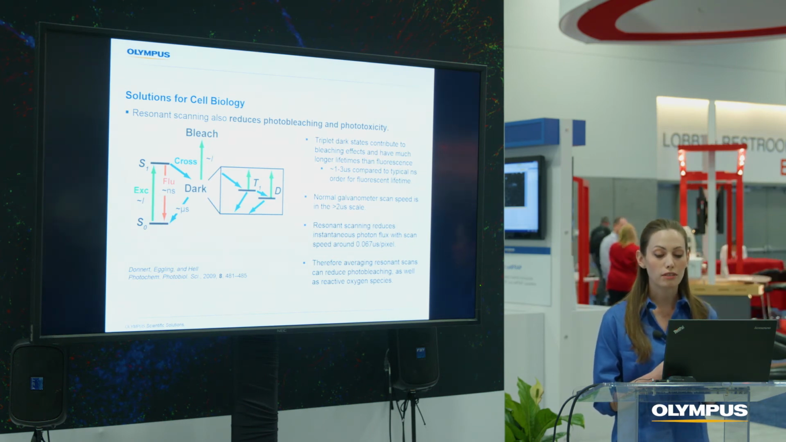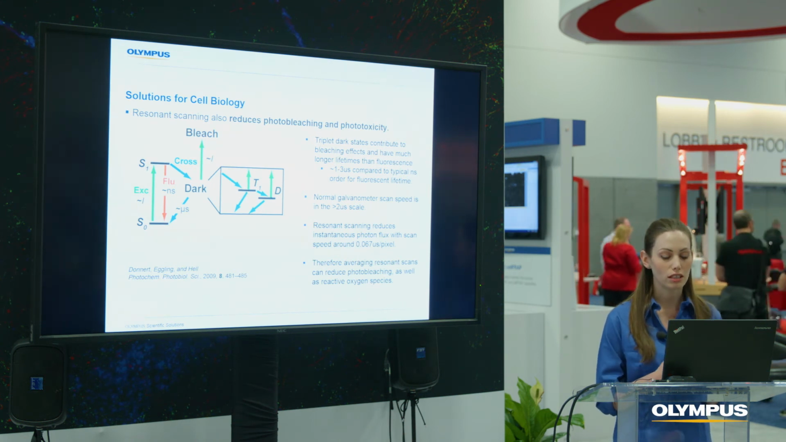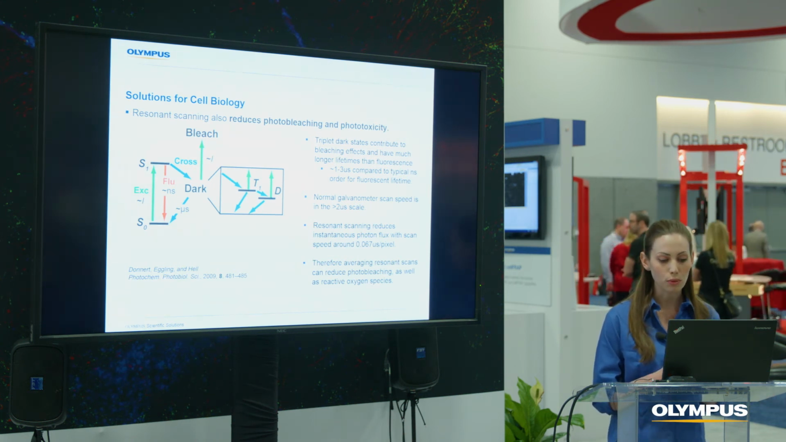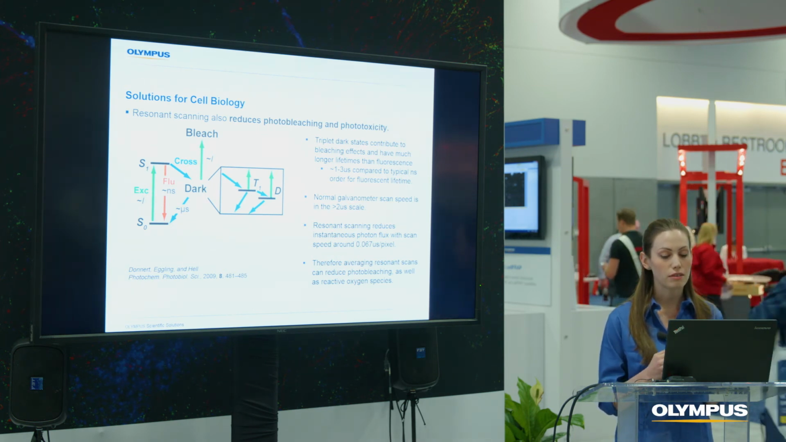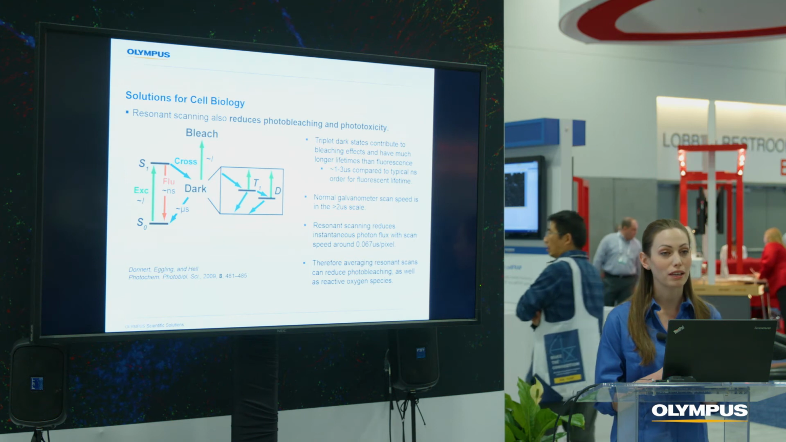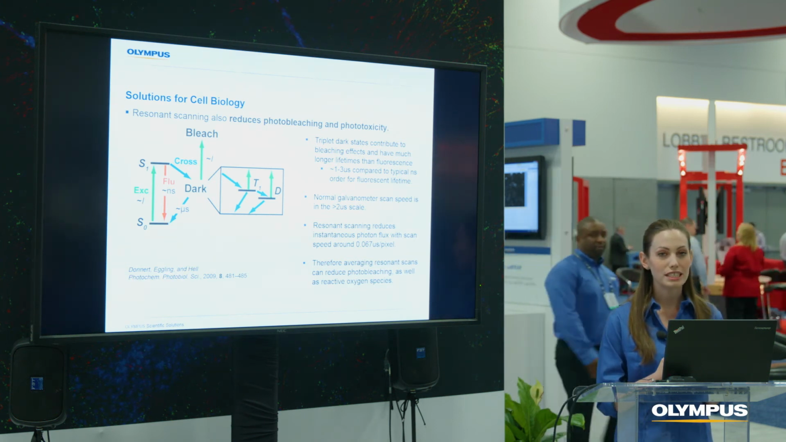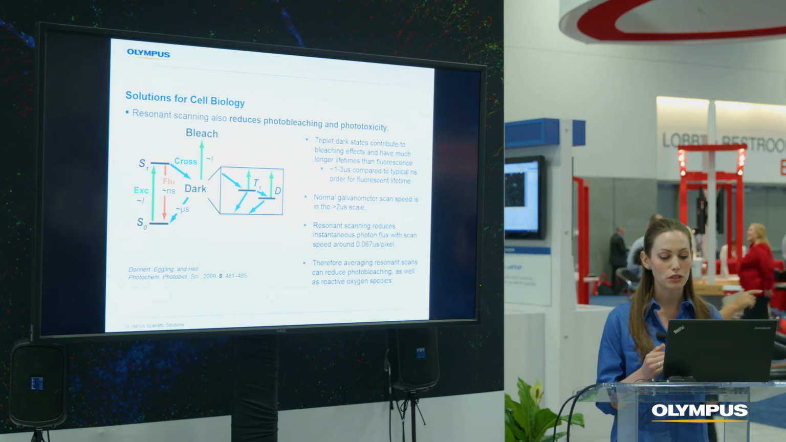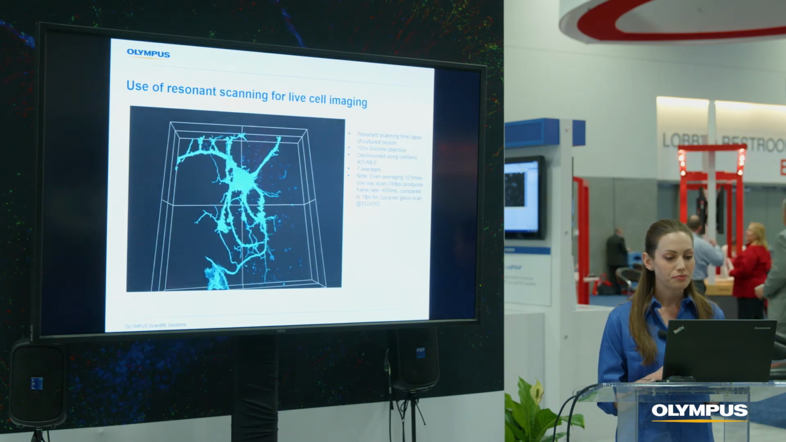Now, a normal galvo scanner is going to be scanning on the 2 microsecond scale, possibly longer, depending on your dwell time. Whereas the resonance scanner reduces this photon flux with a scan speed of less than 0.1 microsecond per pixel. So very fast, and even when you average resonance scans to improve your resolution, you can reduce photobleaching as well as reduce reactive oxygen species in your sample.